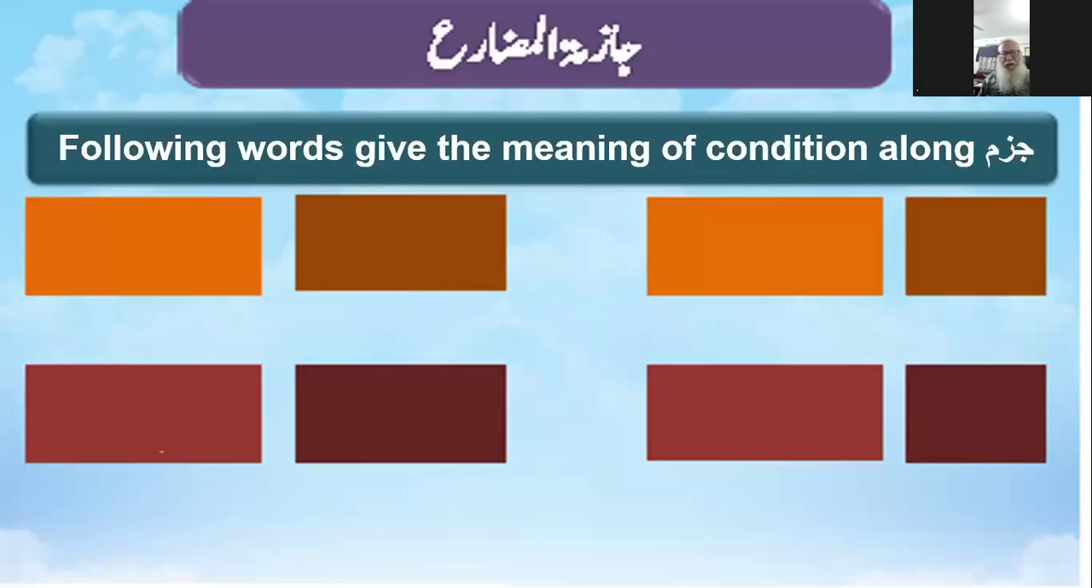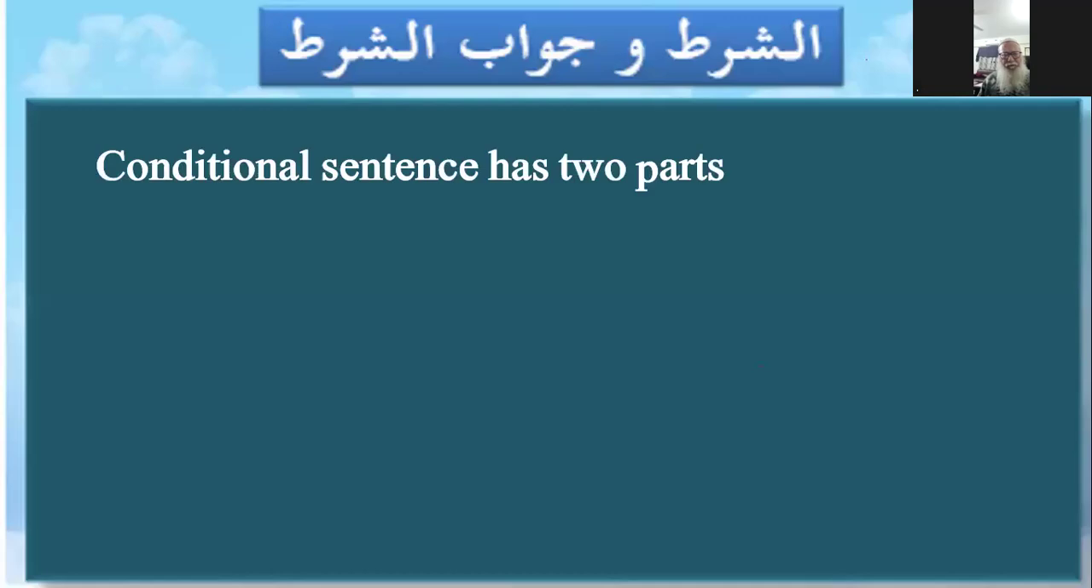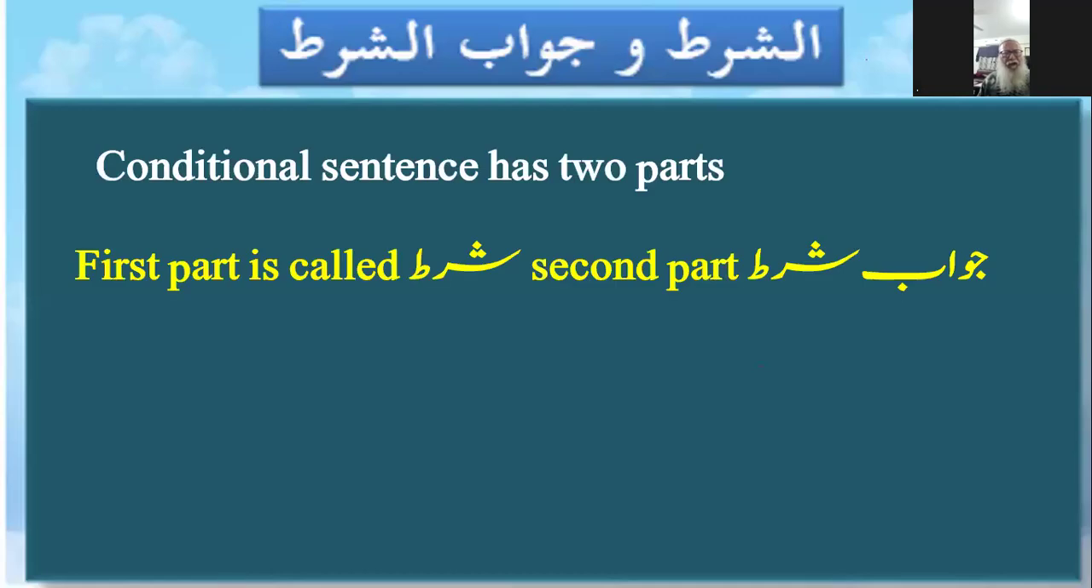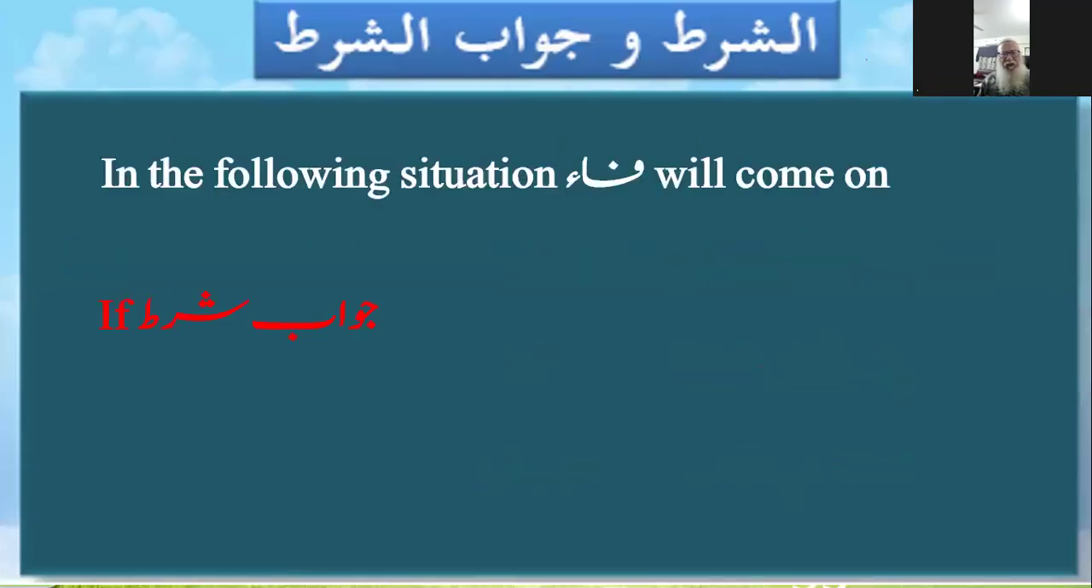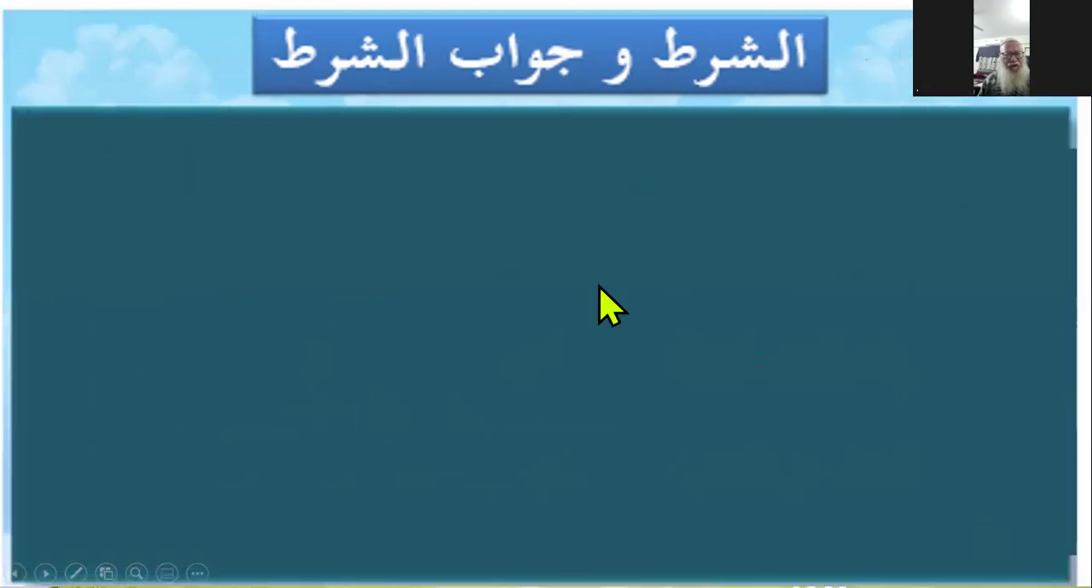Then we saw the Jazm Mudari: in, if; ma, whatever; man, who; ayna, where. And then we come to the conditional sentences. It has 2 parts, Shart and Jawab-e-Shart. The Shart has again some words which show it is a condition or the Shart. They are called Adat Shart. And if the Jawab-e-Shart comes in the shape of Jumla Ismiya or Fi'l Talabi, Amr, Nahi, Istifhamiya, then Fa comes before the Jawab-e-Shart.